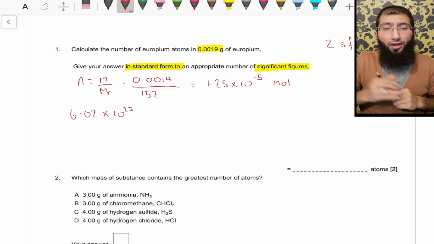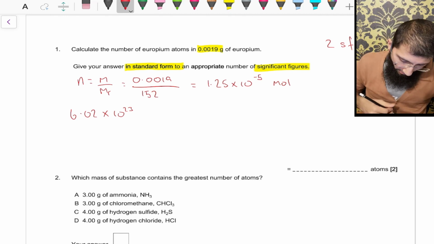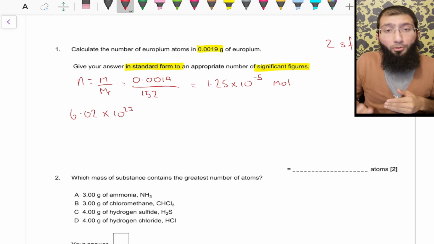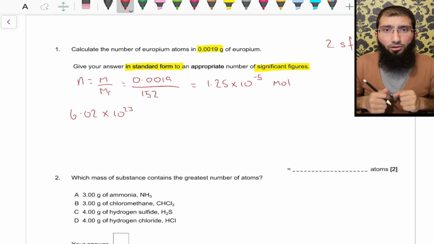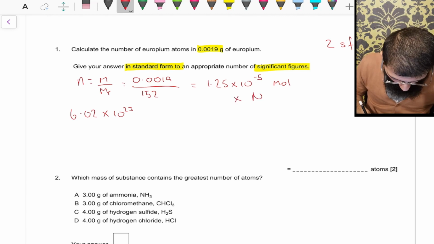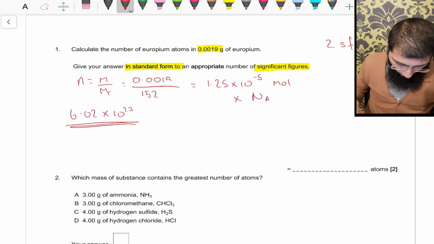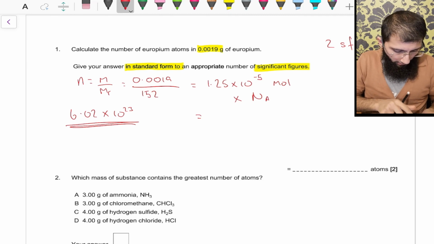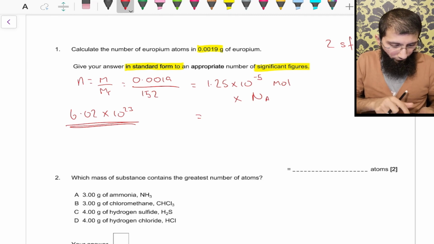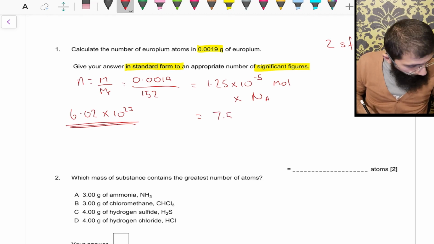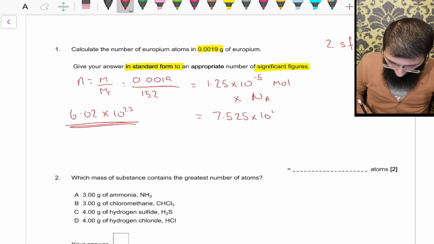So if in 1 mole there are 6.02 times 10 to the 23 atoms, and I've got 1.25 times 10 to the minus 5 moles, I'm going to multiply 1.25 times 10 to the minus 5 by Avogadro's number, which is 6.02 times 10 to the 23. So multiplied by NA, where NA is simply 6.02 times 10 to the 23. And let's see what I get. Multiplied by 6.02 times 10 to the 23, and we get 7.525 times 10 to the 18.